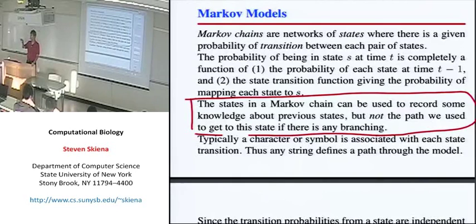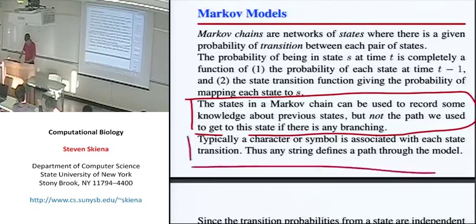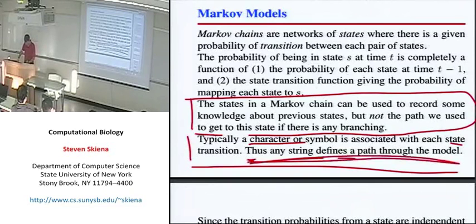Any questions? Okay? Typically, a character is associated with each state transition. Like a coin flip moves us from one state to another. If we're reading a DNA sequence and running it through an automaton, the next base moves us from one state to another state. Does everybody get that idea? And the idea is that once you have a model, there is an association between strings and paths through the model. Any questions about that?